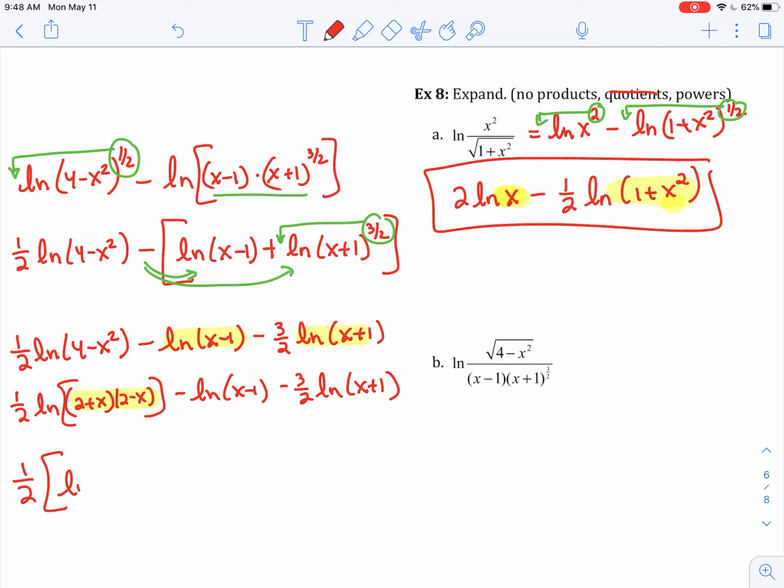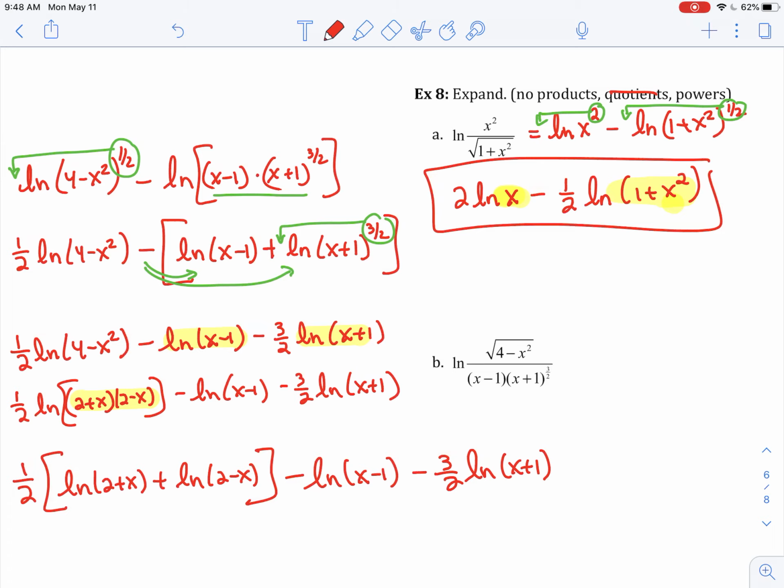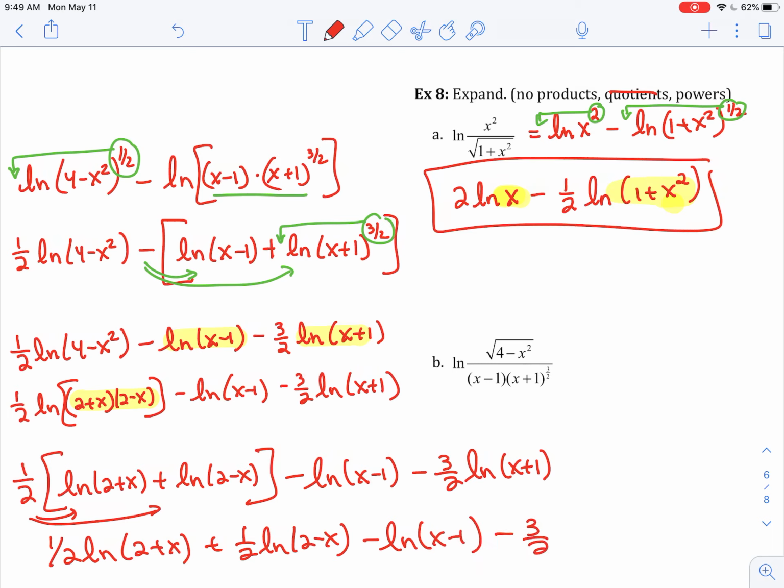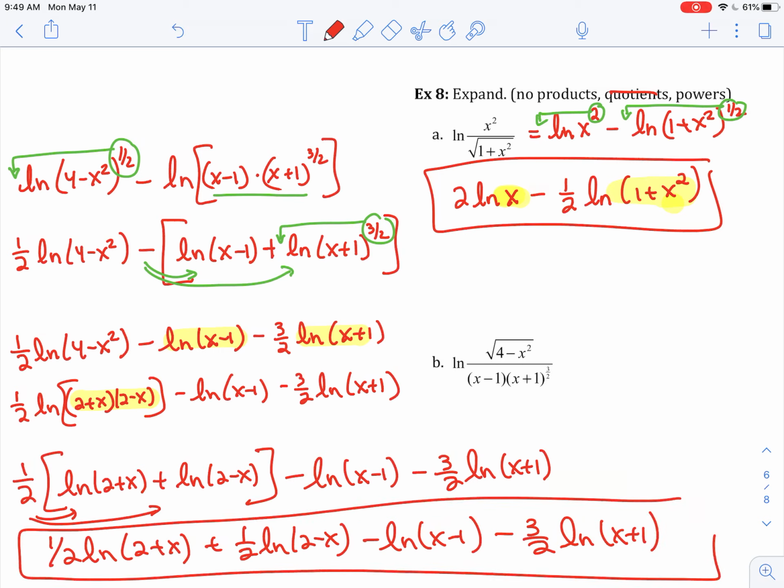So we would have 1/2 times the natural log of 2 plus x plus the natural log of 2 minus x minus the natural log of x minus 1 minus 3/2 the natural log of x plus 1. And if you wanted to distribute the 1/2 to each of these, you could write 1/2 natural log of 2 plus x plus 1/2 natural log of 2 minus x minus the natural log of x minus 1 minus 3/2 the natural log of x plus 1 as your very final answer.